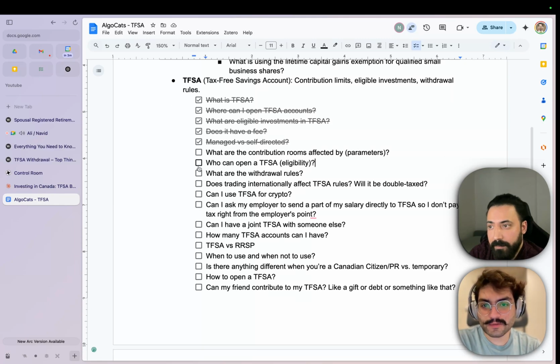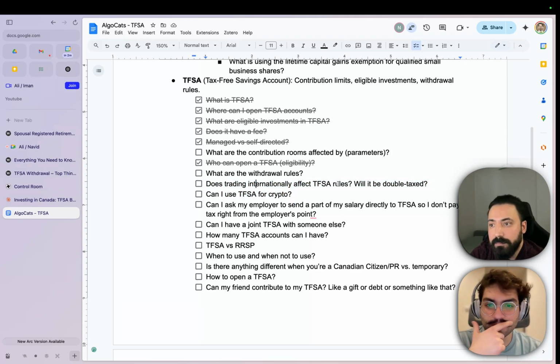Who can open a TFSA? Eligibility, we got this. Withdrawal rules, we saw that, but I think there are more withdrawal rules. There should be more trading rules. Yeah, does trading internationally affect TFSA rules? Will it be double taxed?